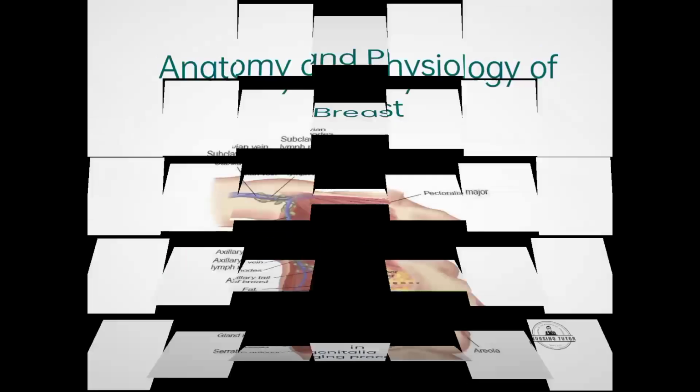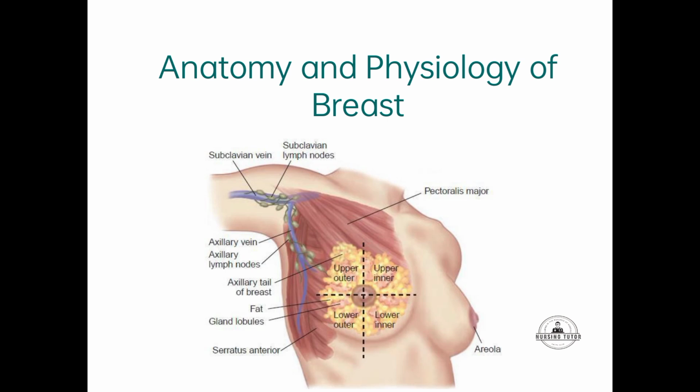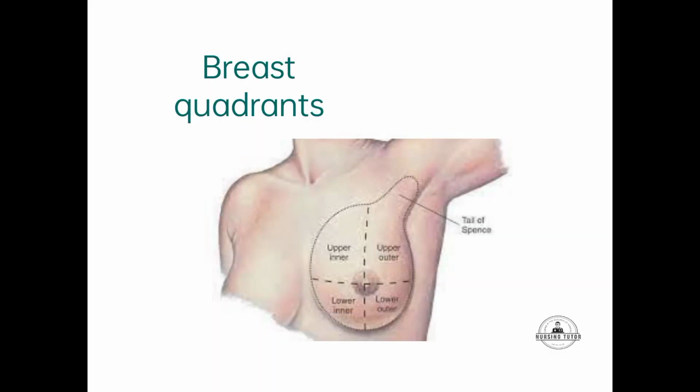of the aging process. Anatomy and physiology of the breast: subclavian vein, subclavian lymph node, pectoralis major, axillary vein, axillary lymph node, axillary tail of breast. This is the fascia, gland lobes, and serratus anterior. Upper outer, upper inner, lower outer, lower inner. The breast is divided into four quadrants, and this is called the areola. Breast quadrants: upper inner, upper outer, lower inner, and lower outer.